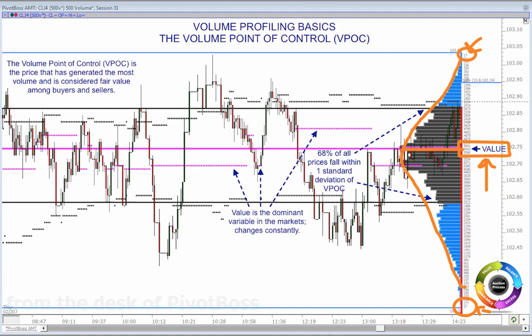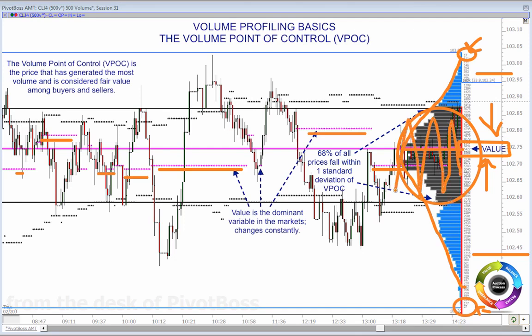And then your next goal is to identify where value has been to help you forecast where it may be headed, higher or lower. But number one, identify value. That's the volume point of control. It's the price that has generated the most volume and is considered fair value among buyers and sellers. And once you find value, the zone around value is acceptance. So now this entire zone offers fair facilitation of trade between buyers and sellers.